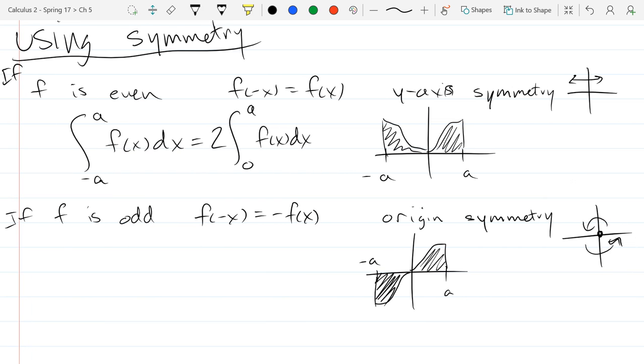Functions that don't? Oh yeah, most functions are not even or odd. Basically, if you're lucky, you get an even or odd function, you can do a shortcut. Most functions aren't going to have this property.